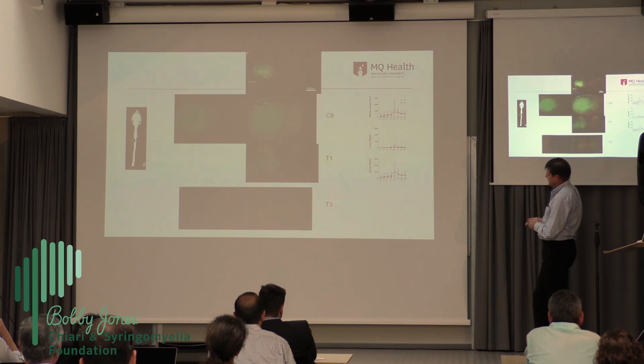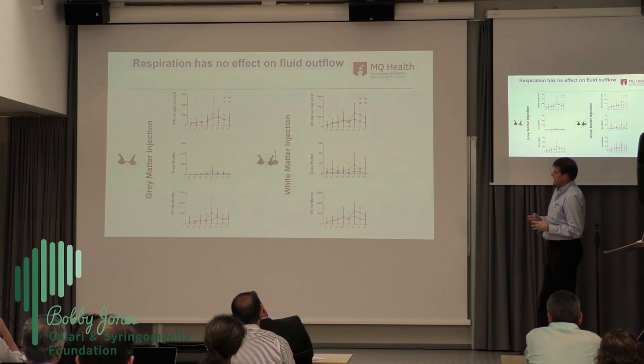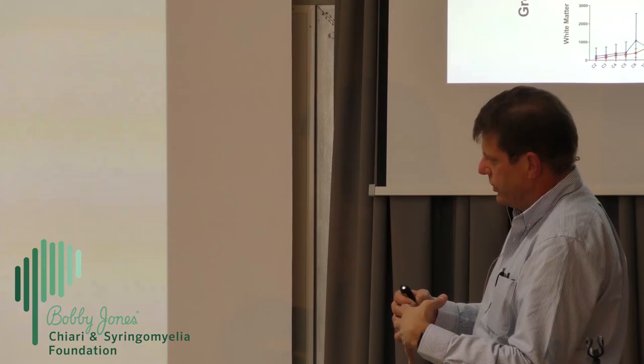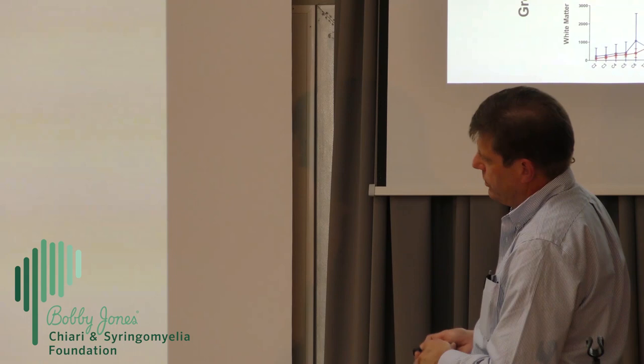with the different physiological circumstances. And what we showed is that in terms of outflow, although respiration had significant impacts on fluid flow in the subarachnoid space and into the cord, it did not actually have any impact on fluid flow out of the cord, either in white matter, grey matter, or the whole spinal cord.